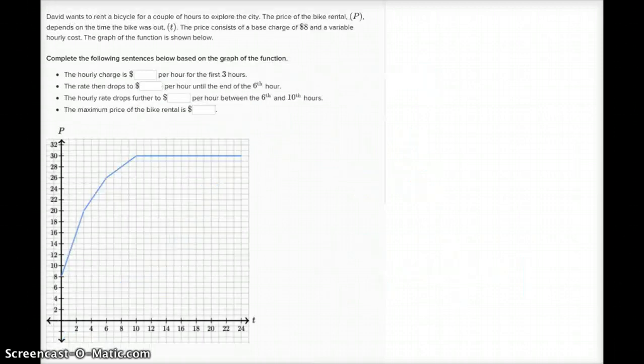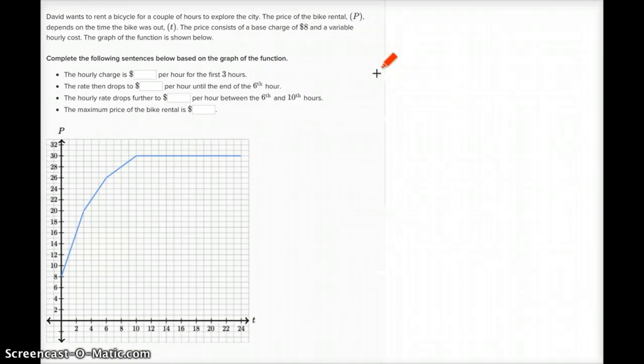Now we're going to look at a problem that has a nonlinear graph, and it states, David wants to rent a bicycle for a couple of hours to explore the city. The price of the bike rental, P, depends on the time the bike was out, T. The price consists of a base charge of $8 and a variable hourly cost. The graph of the function is shown below.